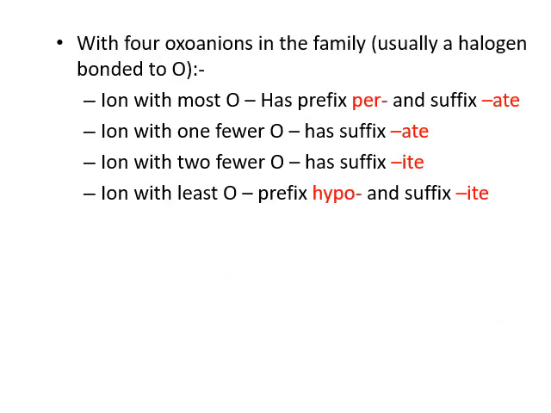Okay. So next, if you have 4 or so anions in the family, usually like a halogen bonded to oxygen, the ion with the most oxygen has the prefix per and suffix ATE. It's still ATE, but it has per. Per here refers to 4, yeah? Alright. If the ion has 1 fewer oxygen, we put suffix ATE. If you have 2 fewer oxygen, we put suffix ITE. If you have the least oxygen, we put hypo with the suffix ITE.